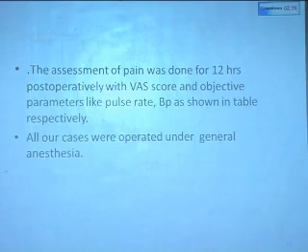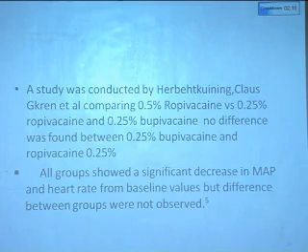All our cases were operated under general anesthesia. Then a study was conducted by Herbert, Kunin, Klaus, Chekrin et al. They compared 0.5% bupivacaine versus 0.25% ropivacaine and 0.25% bupivacaine. No difference was found between 0.25% bupivacaine and ropivacaine 0.25%. All groups showed a significant decrease in MAP and heart rate from baseline values, but differences between groups were not observed.